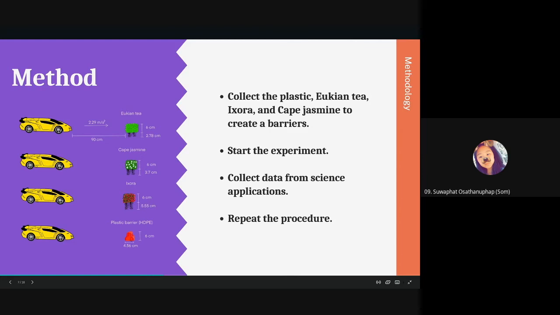You can see on the left side the pictures showing how we designed our experiment. We show the height of the roots and the plants and the length between the car and the plants. Also the acceleration is written over there.